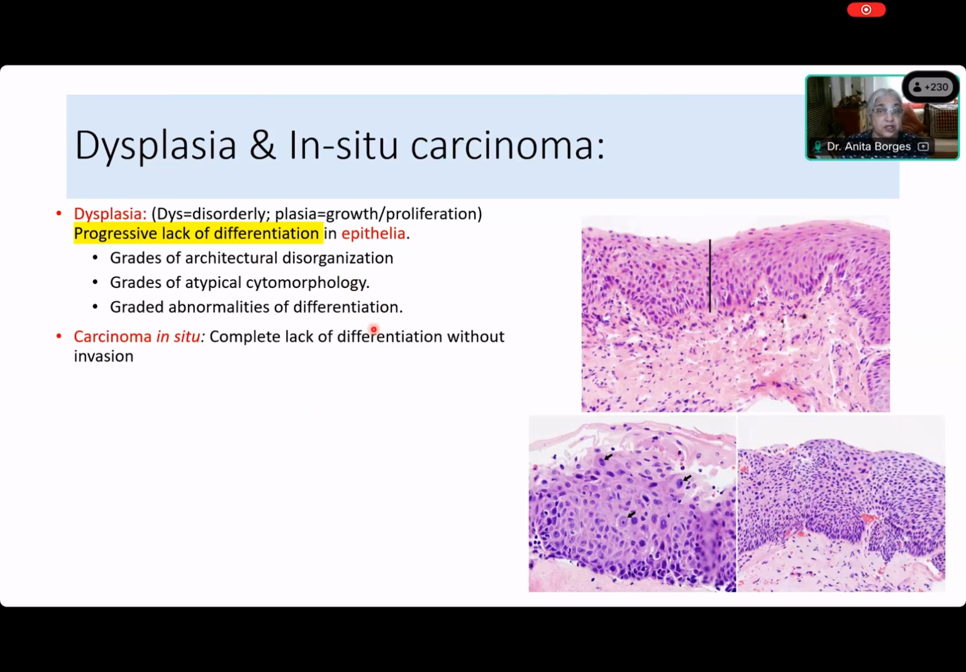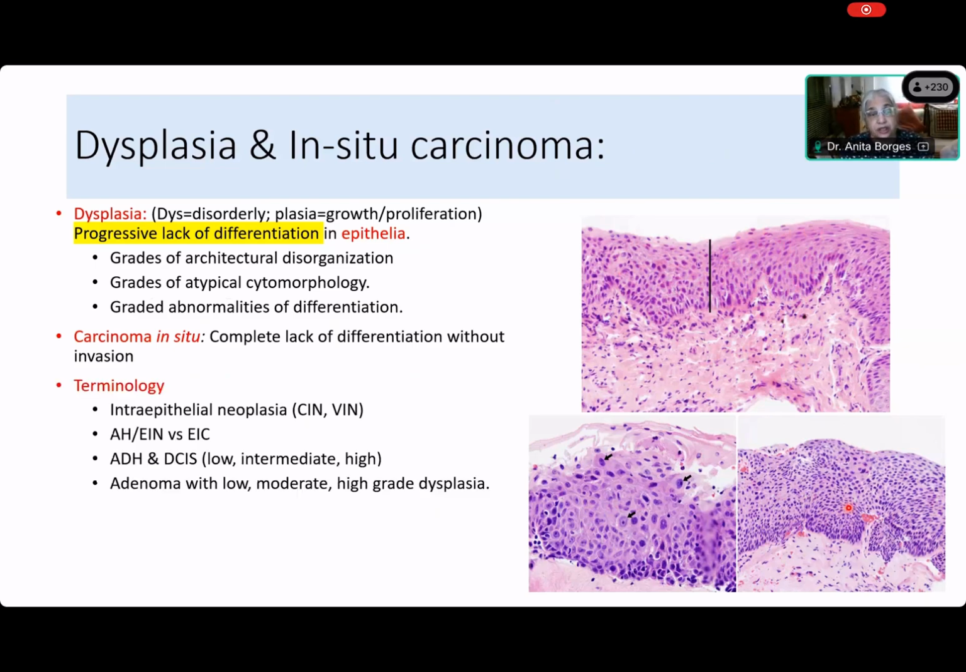And we call it carcinoma in situ when there's complete lack of differentiation, like what you see towards the bottom right-hand side picture. Although if you really think about it, it is well, moderately, and poorly differentiated without any invasion. So what terminology do we use? We call them intraepithelial neoplasia, grade 1, 2, 3. If it's in the endometrium, we call it EIN or EIC, and in the breast ADH, DCIS. There are all kinds of names that we give to this kind of in situ change, and we grade them according to 1, 2, 3 or whatever else we want to use.